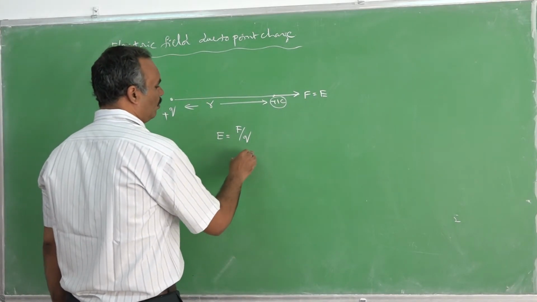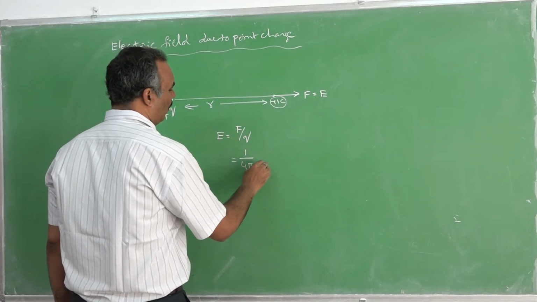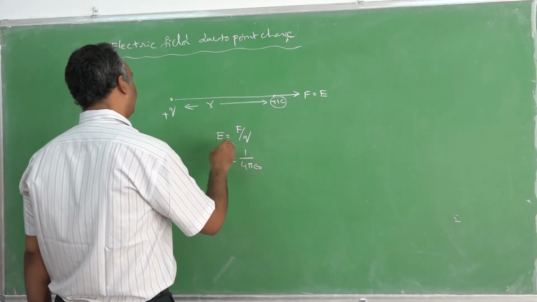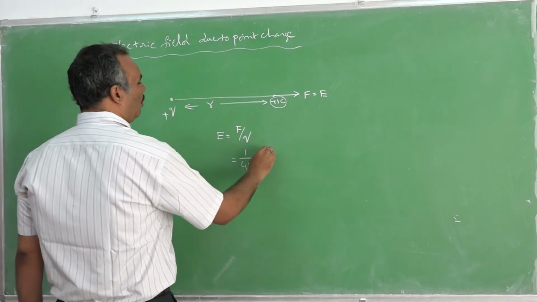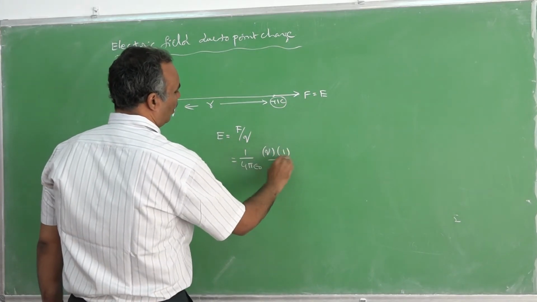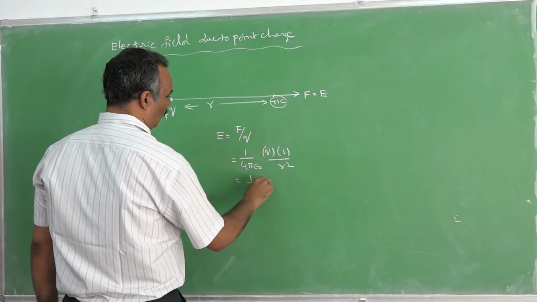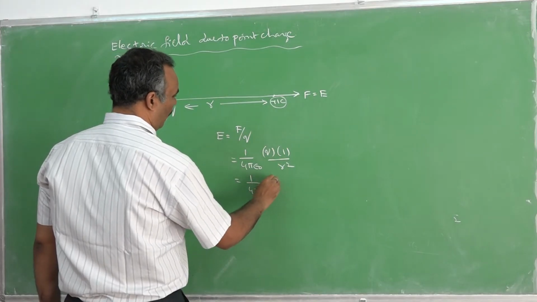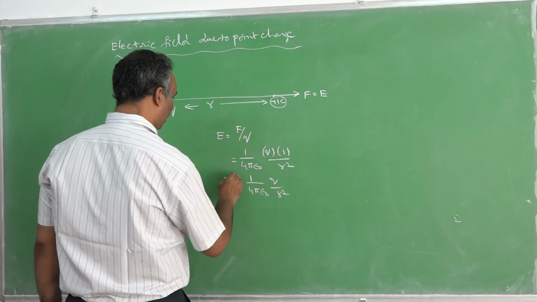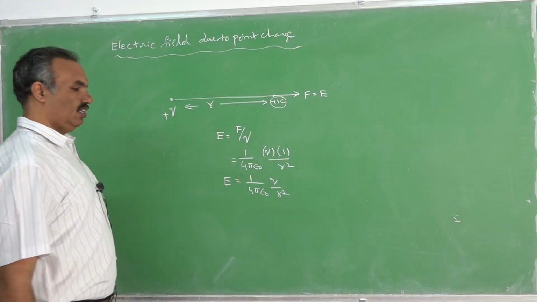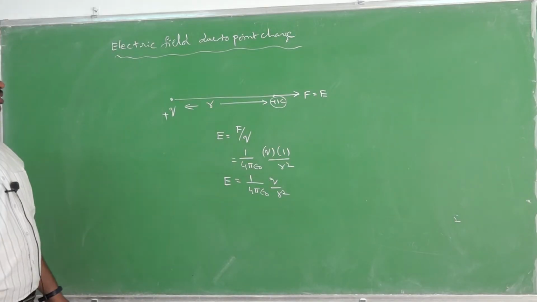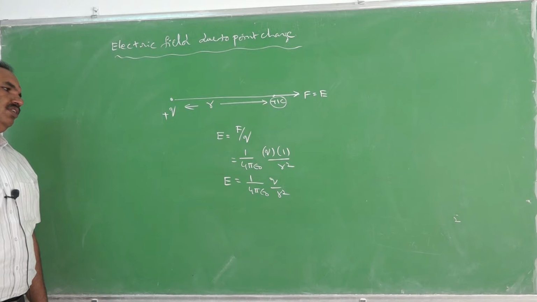So 1 by 4 pi epsilon naught q into 1 by r square, nothing but 1 by 4 pi epsilon naught q by r square, will be the electric field strength at a point due to a point charge.